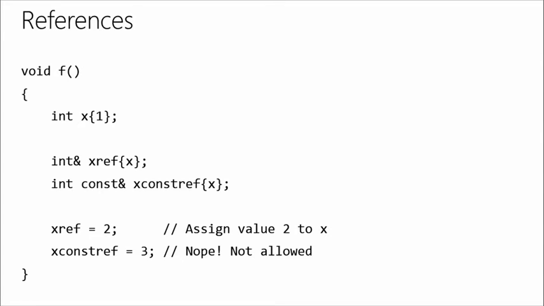Here, we have an object x that's not const, so we can change its value. And we've declared two references that both refer to that x. One of them, xref, is not const. The other one, xconstref, is const qualified. So what this means is anywhere that we're using xref, we can modify the object via that reference. But anywhere we're using xconstref, we can't modify that object.